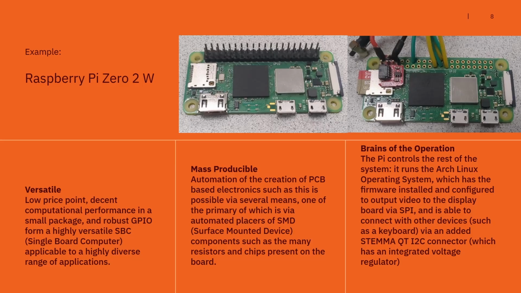And such means enable the mass production of boards like these for their use all over the world. In the context of the portable terminal, this device serves as the center of all operations, a central processing unit, if you will. It runs the Arch Linux operating system, which is running firmware set up to display video to a display via SPI, serial peripheral interface, and can connect with many other devices through its added STEMMA QT I2C connector, the red thing in the top left corner of the picture on the right.